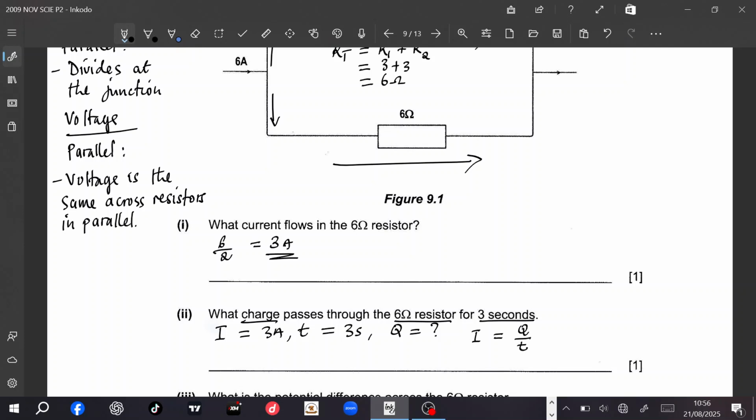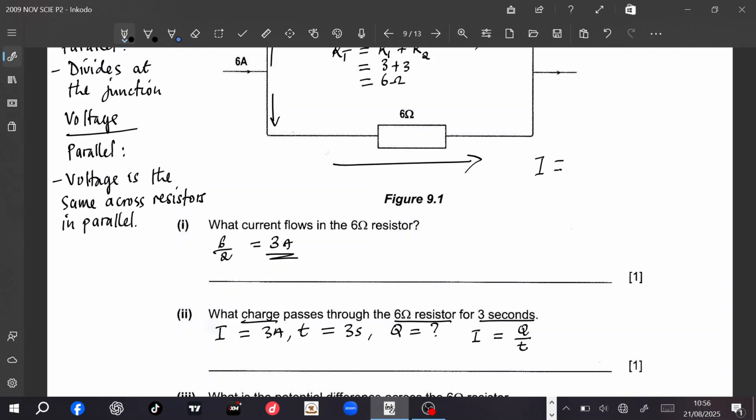This is the formula: I is current, Q is charge, T is time. Now the question is asking you to find the charge, meaning Q in this formula. So make it the subject of the formula. To do that, you do this.